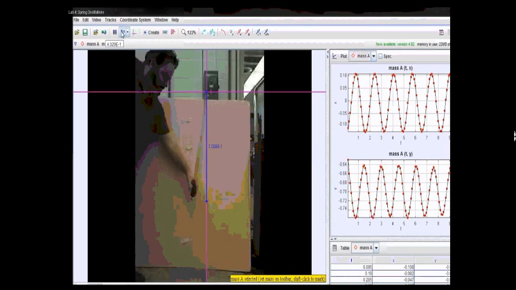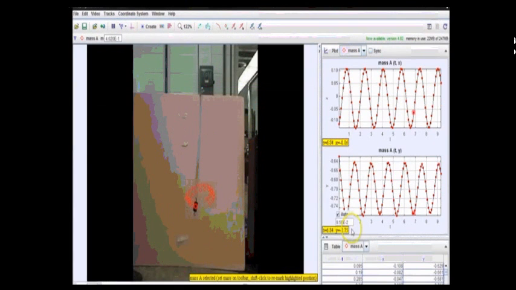First of all, I set my origin at the beginning of the spring, and I used the calibration stick starting from the origin to the end of the spring. I found this to be 0.7 meters. Now, after we know our initial data, we can now analyze the video.